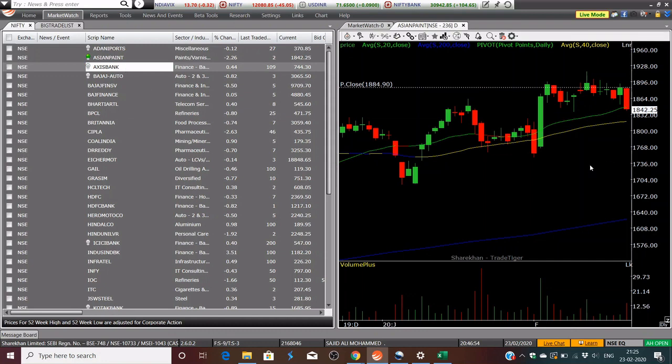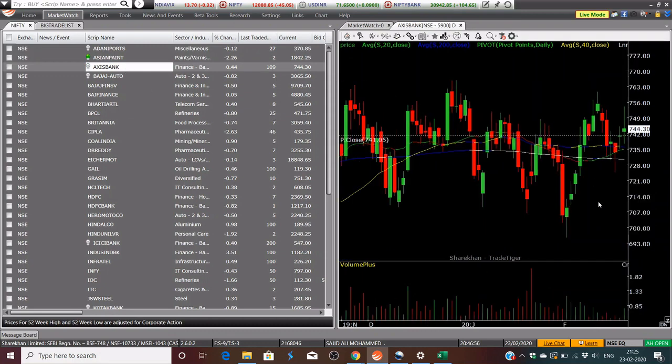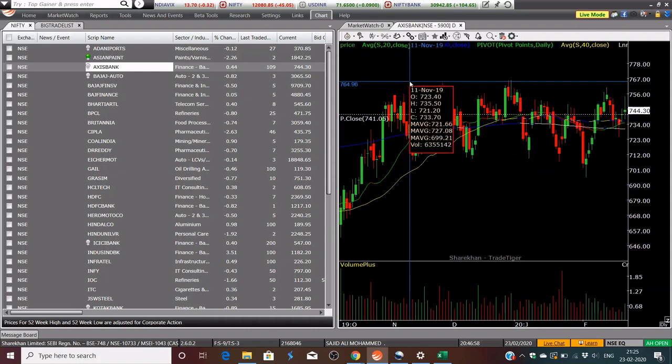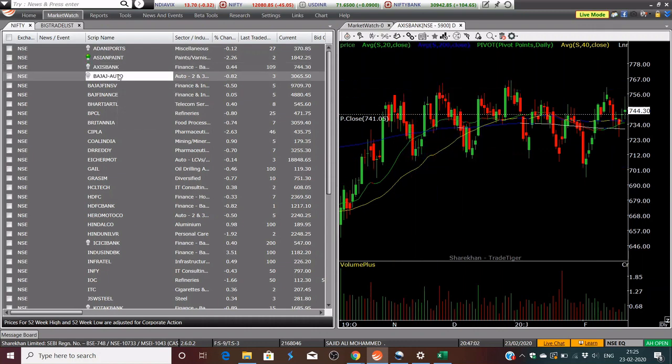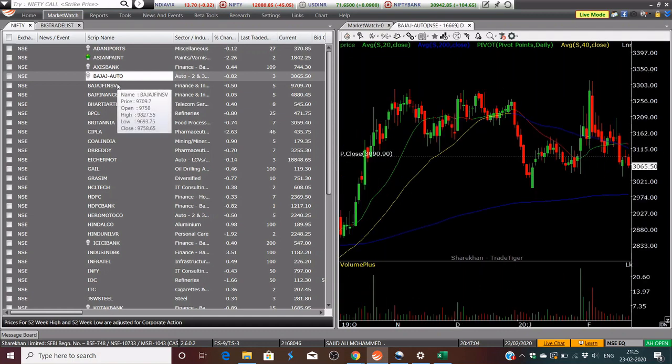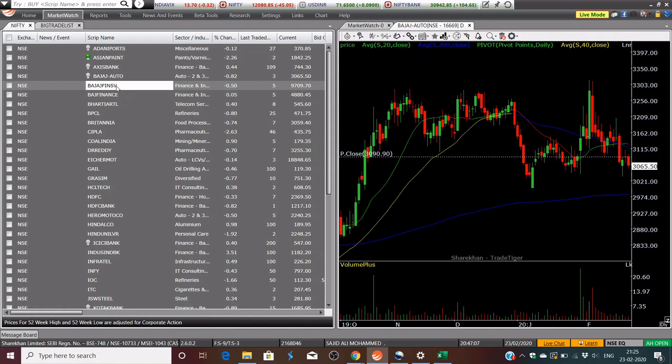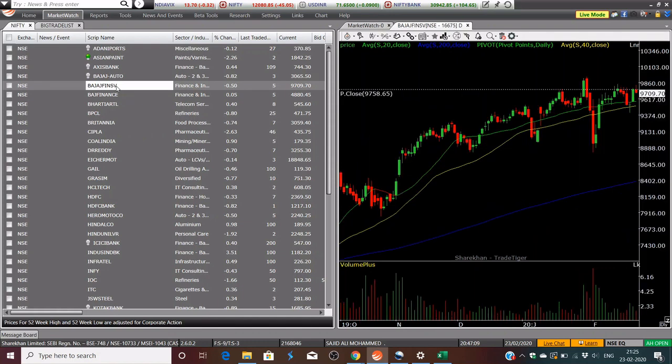Axis Bank is in a sideways. You can see such a clear sideways zone, so please avoid this. Wait for the breakout. Bajaj Auto is moving down. Bajaj Finance is still there in sideways. It has to break out of the range. This is the range.